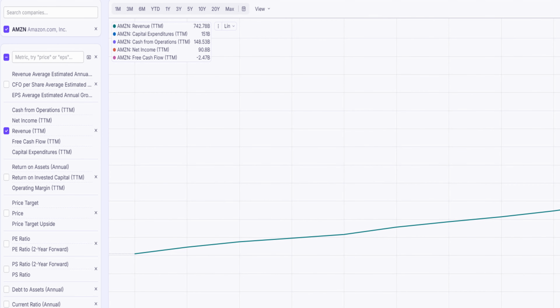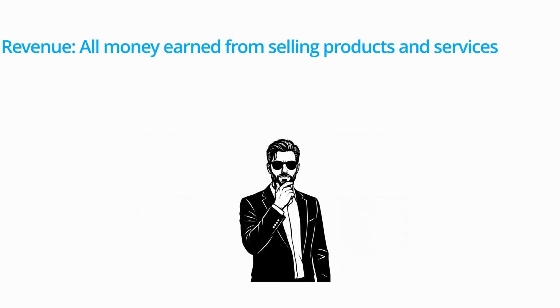First, we're gonna find the 5 basic metrics for a business, and we're gonna use scraps. You're gonna have it in the red paint. Revenue is basically all money earned from selling products and services.